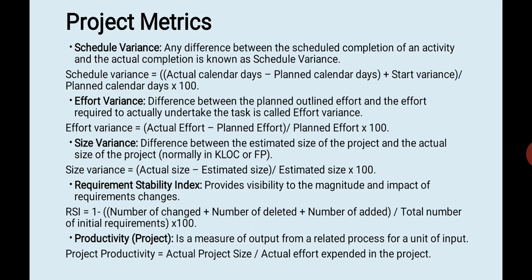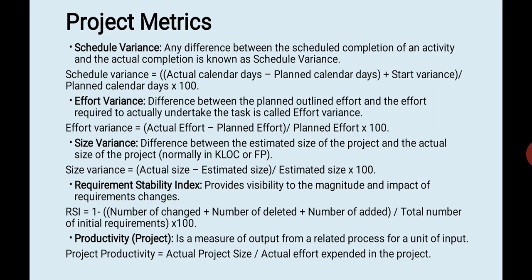Effort variance, the difference between planned effort and the effort required to actually undertake the task. Effort variance is equal to actual effort minus planned effort, divided by planned effort, into 100. Next is size variance, the difference between the estimated size of the project and the actual size of the project, normally in KLOC and FP. So size variance is equal to actual size minus estimated size, divided by estimated size, into 100.